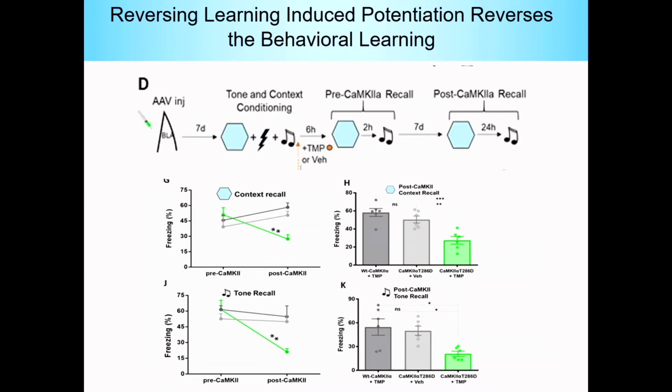And what we find is, right after we train the animals, we get good learning. This is just a measure of freezing, that's how we quantify their behavioral memory. And right after learning, we haven't had time for the gene expression to occur, so that's our baseline. And then in the animals that express this reversal of the potentiation, we get a loss of the behavioral performance when we get sufficient expression.